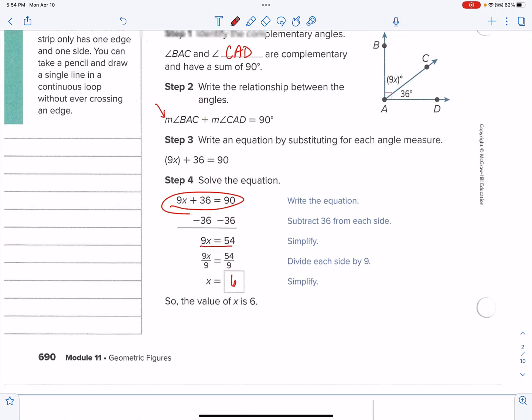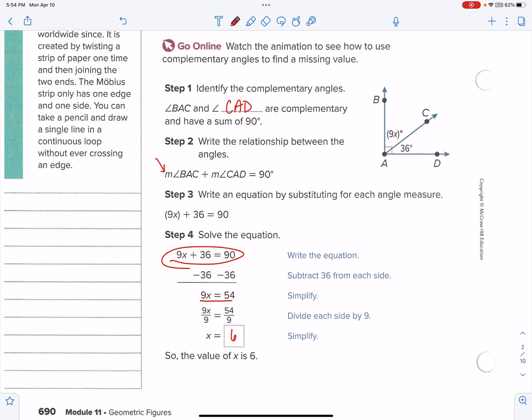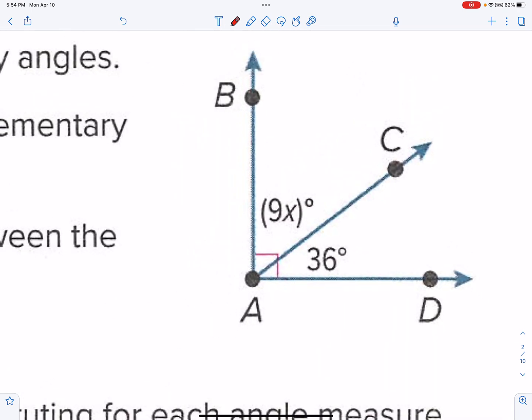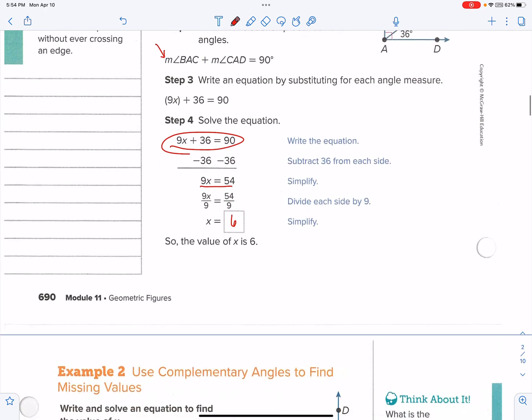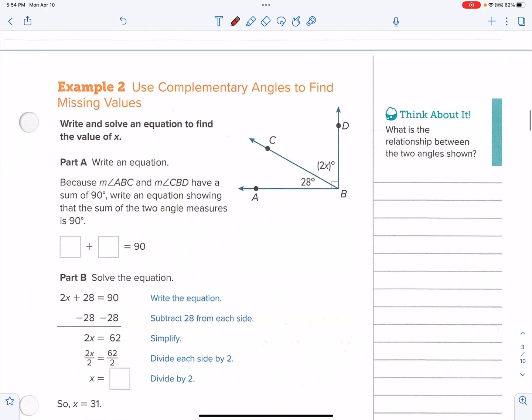That doesn't mean that the answer is 6 degrees, though. That just means that's what x is. All we did was solve for x. So you have to plug 6 in for x, and you would get 6 times 9 is 54 degrees. All right, let's move to example 2.